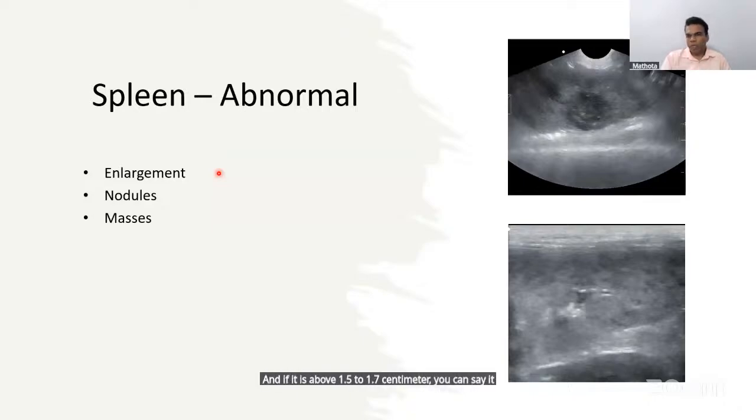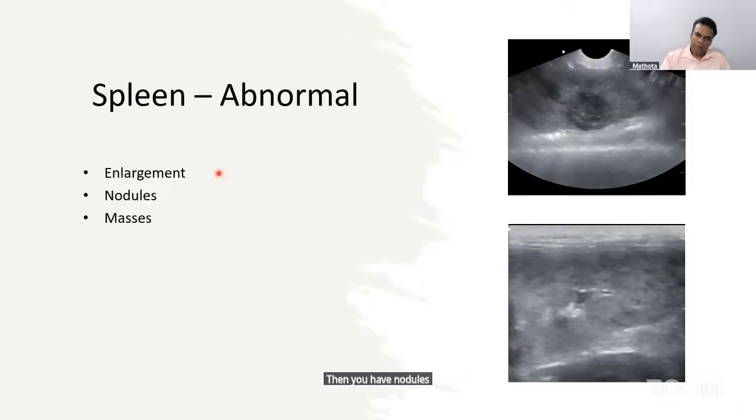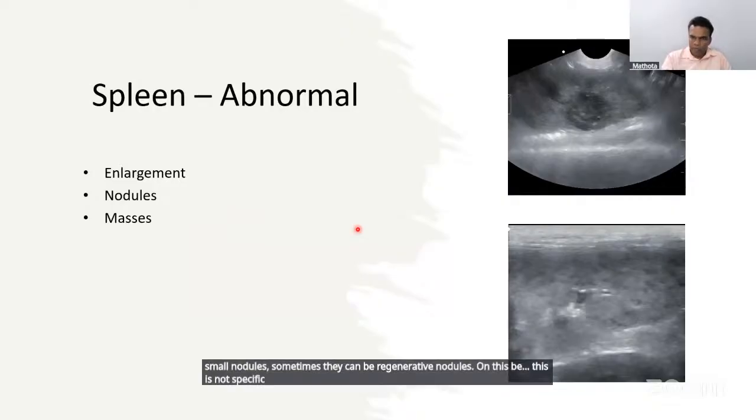Then you have nodules on the spleen. There are different types of nodules. Small nodules, sometimes there can be regenerative nodules on the spleen. It is not a specific finding. You can measure the nodule size. If it is a small nodule, maybe 0.5 centimeter, 1 centimeter, you can keep it like that and do another scan after a few weeks, then compare the size.